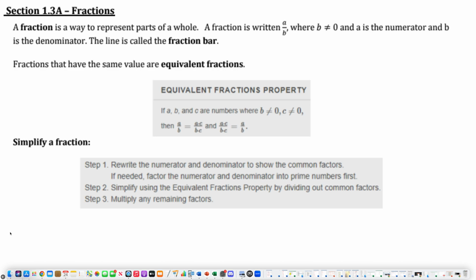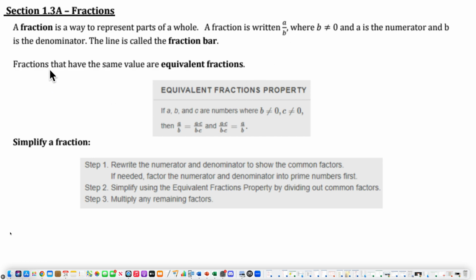2.38, looking at fractions. A fraction is a way to represent parts of a whole. A fraction is written as a over b, where that little dash is what we all call the fraction bar. Now, one thing is for certain, the denominator b cannot be equal to 0, because if that happens, that is an undefined value. You are not allowed to divide by 0.